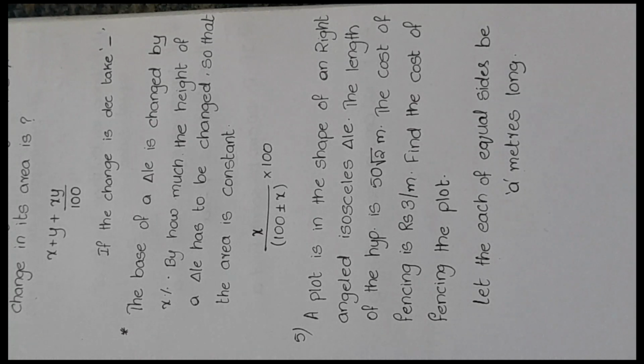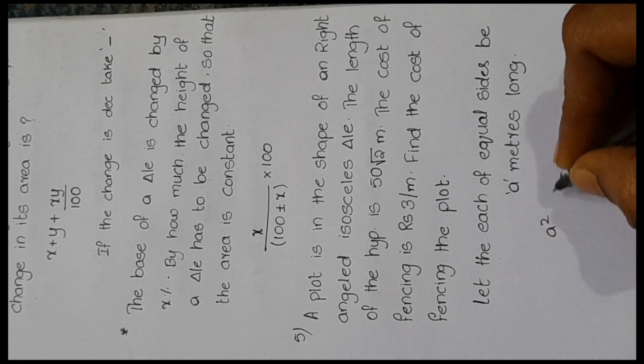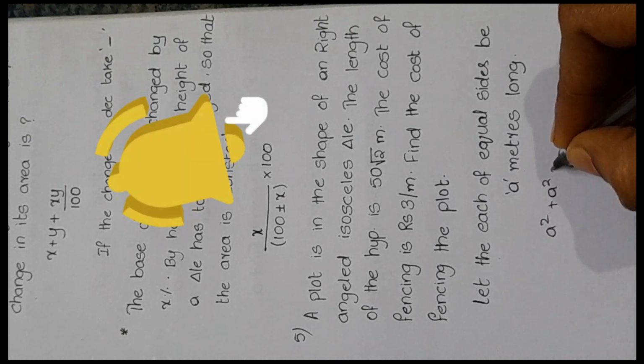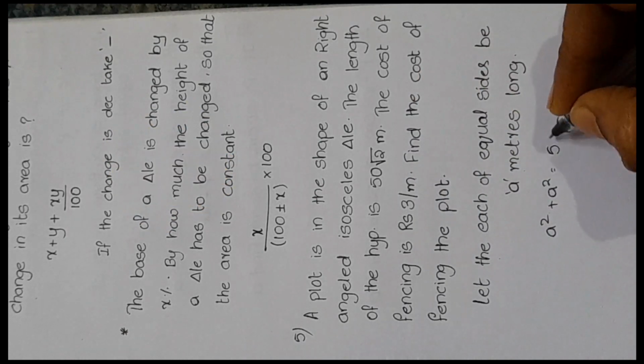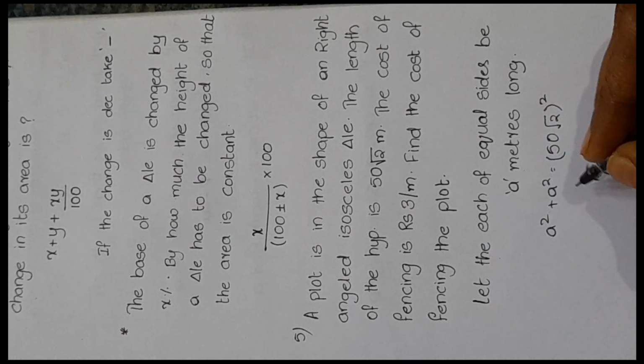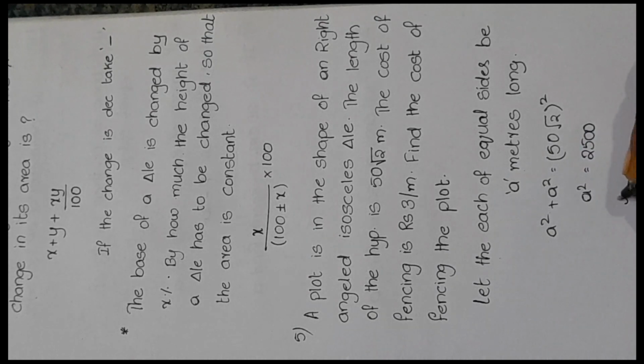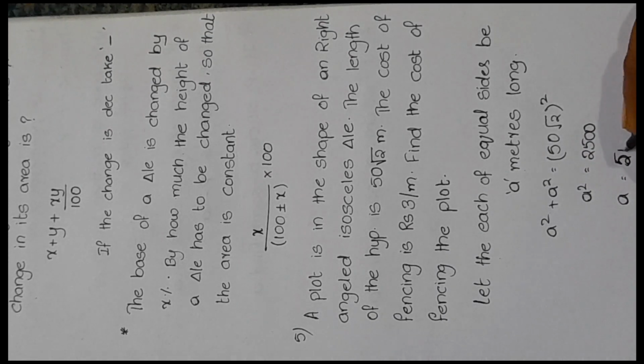This is also a right angle triangle. So hypotenuse square is equal to base square plus height square. Then a square plus a square is equal to the hypotenuse, given as 50 root 2, whole square. A square we get as 2500. From this we get a is equal to 50 meters.